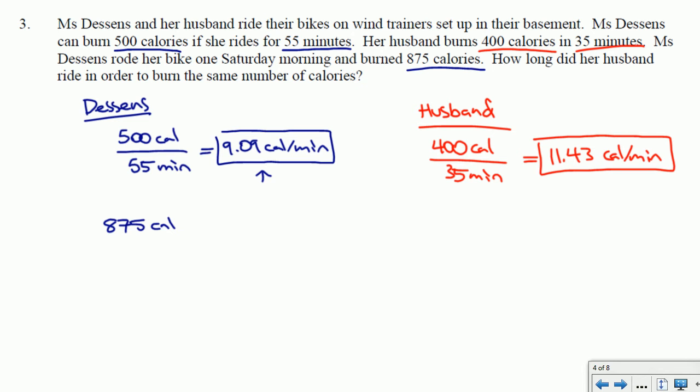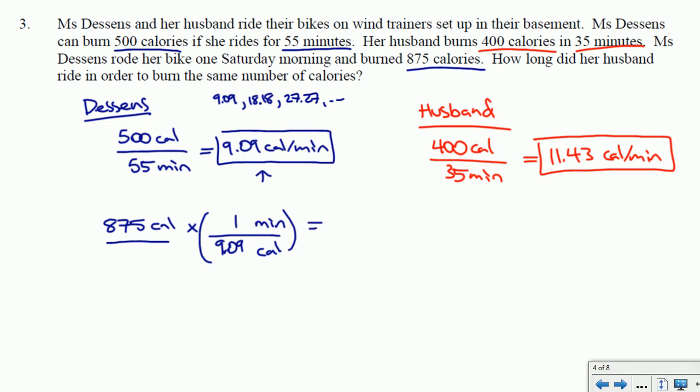Because in 1 minute, Miss Dessens would burn 9.09 calories. Over the course of 2 minutes in exercise, she would burn 18.18 calories, and so on. So we basically need to divide 875 by 9.09. We can also set up this division like this. So we need minutes, and we're looking to cancel calories. So she does 9.09 calories per 1 minute, and if we divide 875 by 9.09, we get 96.25 minutes.